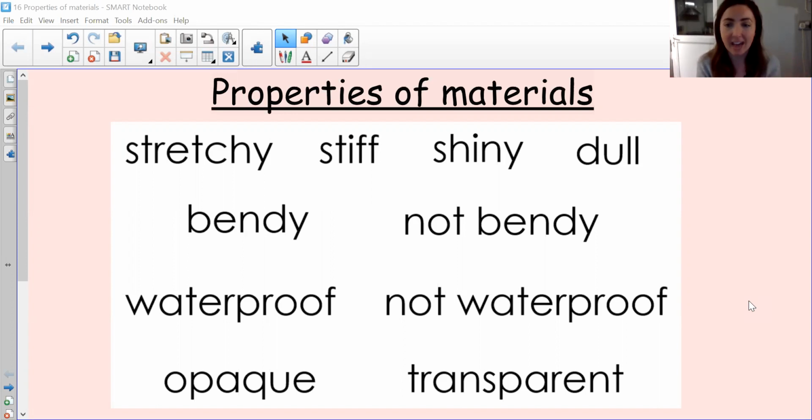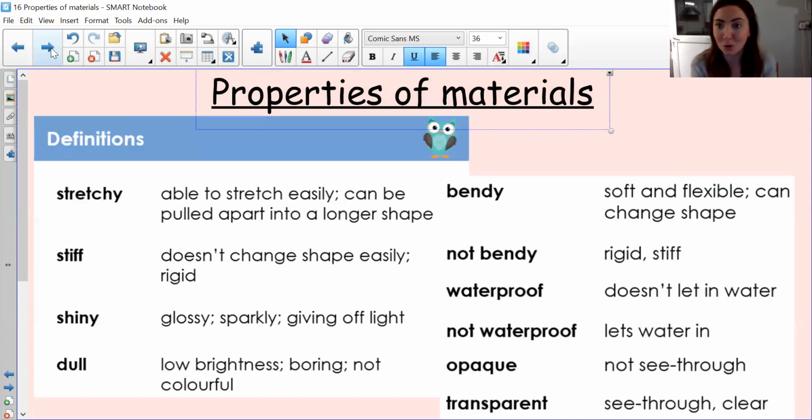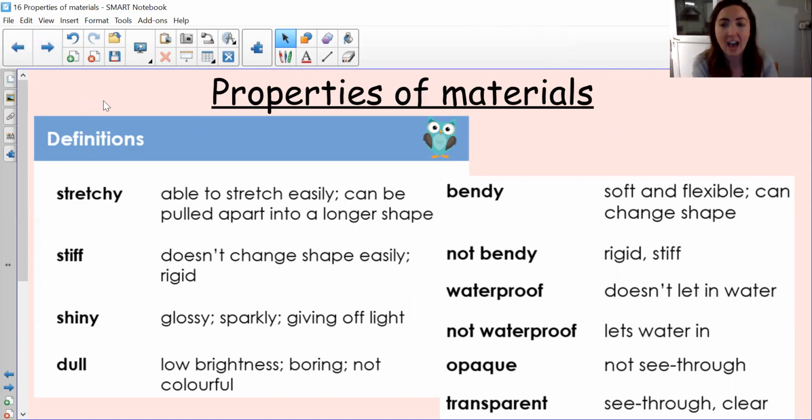So pause the screen here and have a go going through each word and seeing if you can explain what they mean. Okay, let's see how close your own definitions were. So here are some dictionary definitions, and you might notice that some of them are not exactly the same as the definitions that we had in our science lesson, but still generally meaning the same thing. Okay, so the first word, stretchy, means able to stretch easily, can be pulled apart into a longer shape.